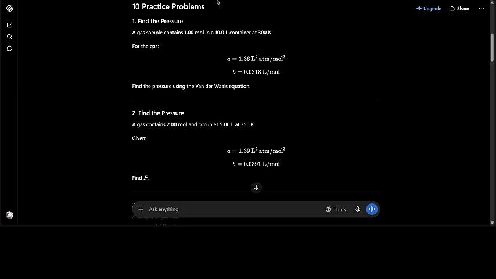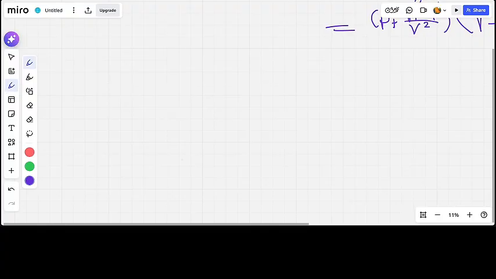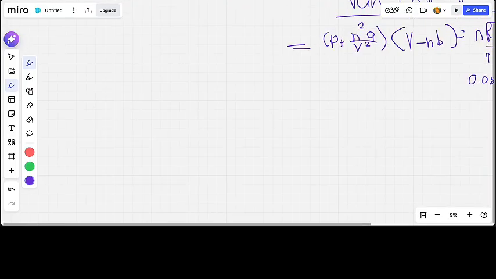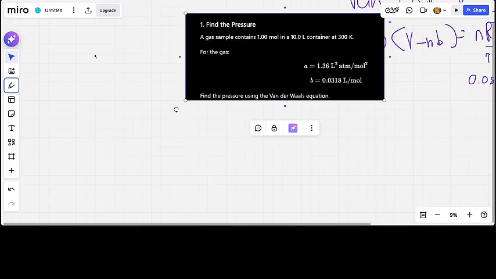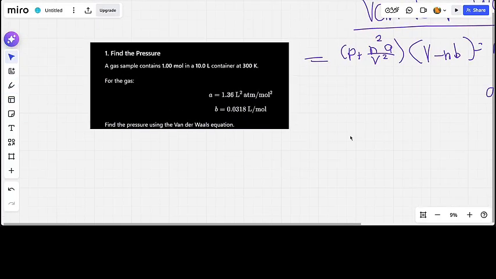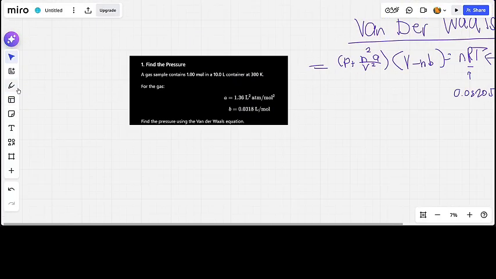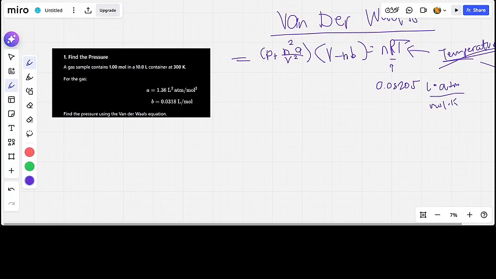So let's solve some equations. First, let's solve this first problem. Let me just screenshot it and paste it there. Here we go. So using this formula, we have to solve this for the gas. The gas contains 1 mole in a 10 liter container at 300 Kelvin. So we have to get the pressure.